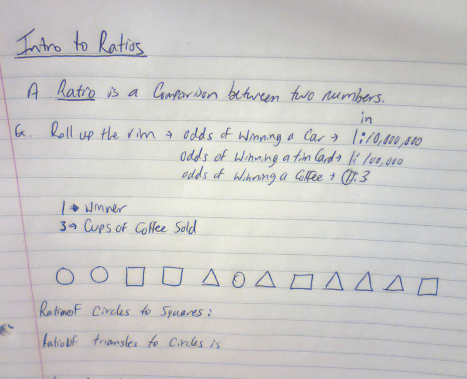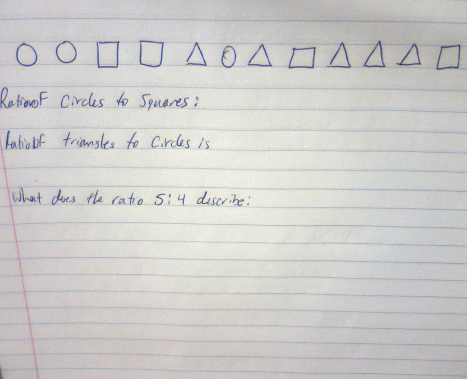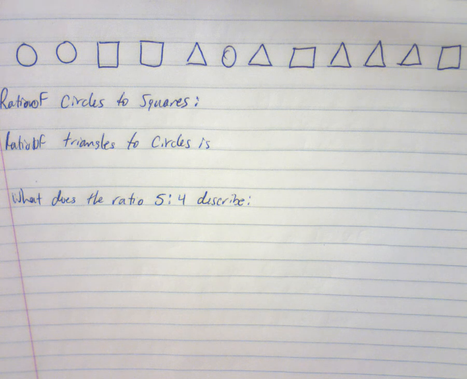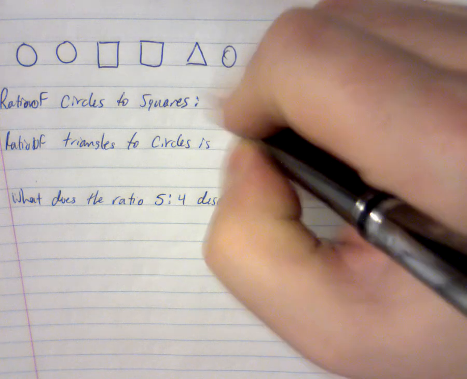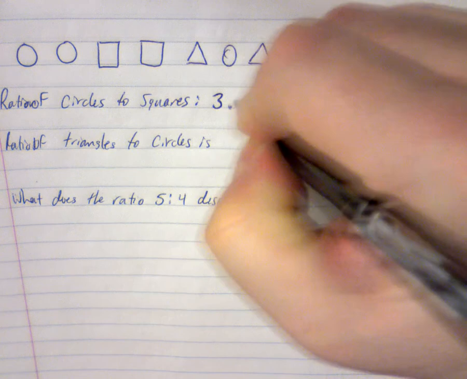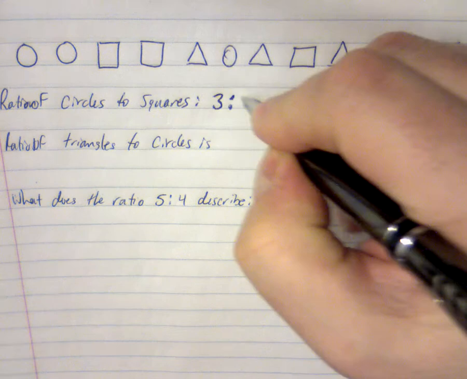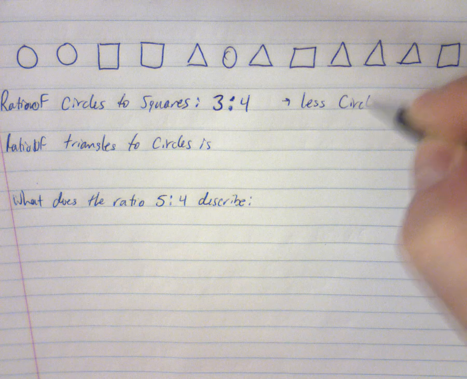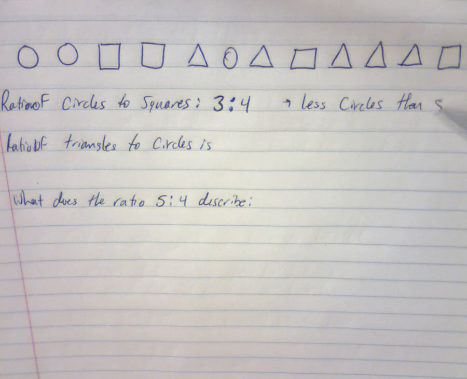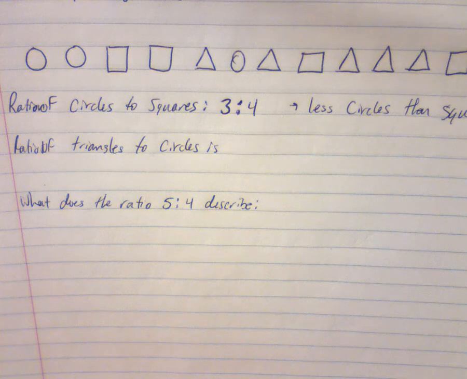Now we're just going to look at a simple drawing, and we're going to look at the ratio of circles to squares. You can count how many circles I have. I have 3 circles to 1, 2, 3, 4 squares. So what this tells me is that I have fewer circles than squares. That's really all that tells me, and that's what the ratio is. We're comparing the number of circles to squares.